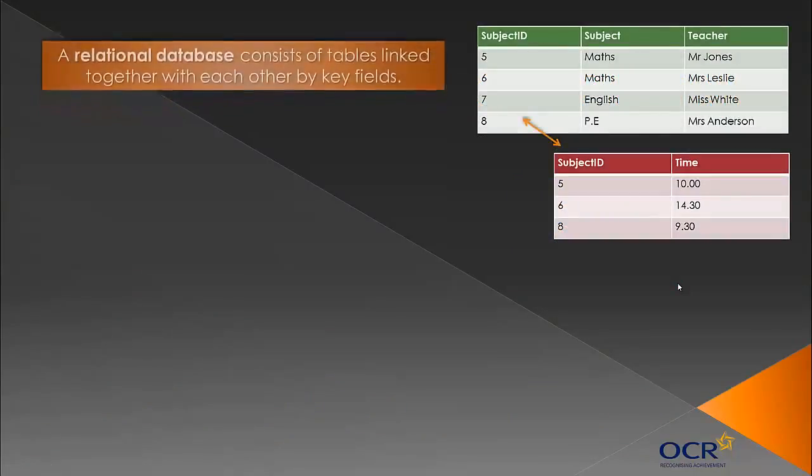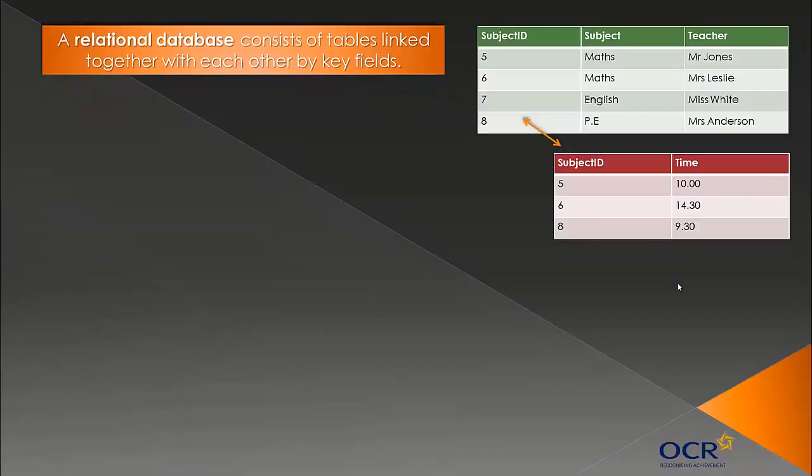So first, let's define what a relational database is. A relational database consists of tables that link together with each other by key fields. We're going to look at key fields in more detail in a couple of minutes, but initially, if we've got this relational database, ignore the arrow, that's just me showing how they're linked together by the subject ID column. This is the key field that I'm talking about here, but we'll look at this in more detail in a second.